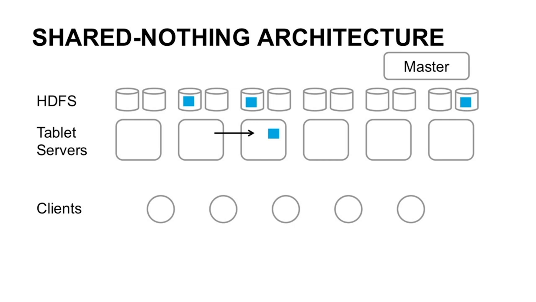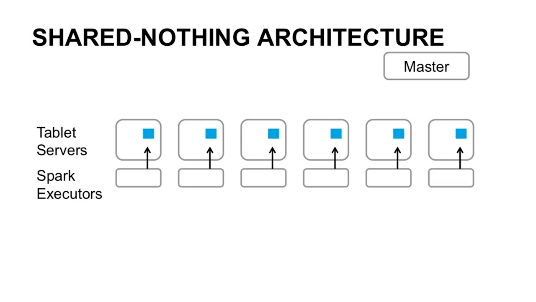Since Accumulo is a shared nothing system, it works well with other distributed processing systems like MapReduce and Spark. It is possible to run MapReduce task trackers or Spark executors on the same machine as tablet servers, and have distributed workers communicate directly with local tablet servers to do the bulk processing of data without requiring a lot of network communication.